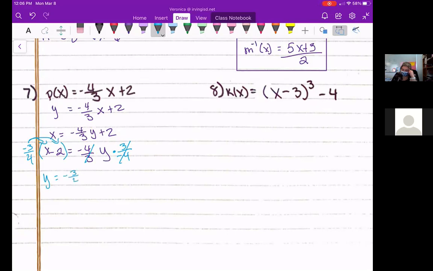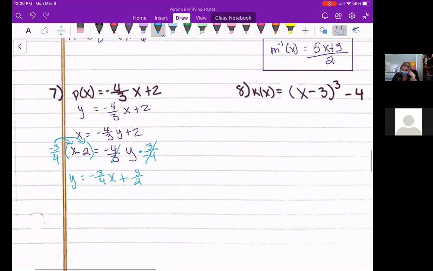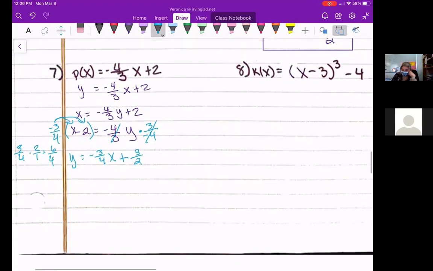So negative 3 over 4 x. Negative and a negative is a positive, negative, and then 3 times 2 is 6. So it's 6 over 4, and 6 over 4 simplifies to a positive 3 over 2. So we did 3 over 4 times 2 over 1, which is 6 over 4, which simplifies to 3 over 2. So the inverse of p of x is equal to negative 3 over 4 x plus 3 over 2.